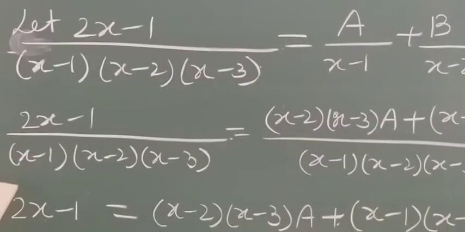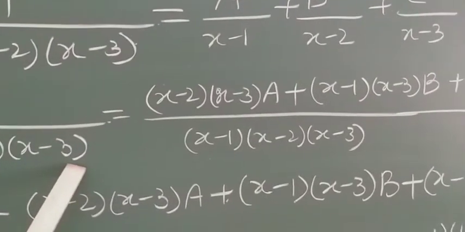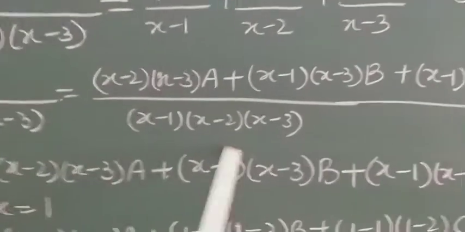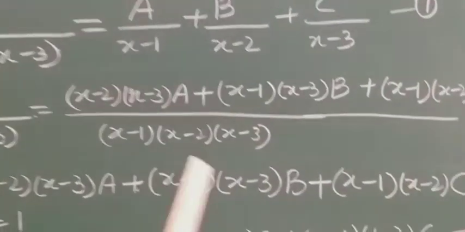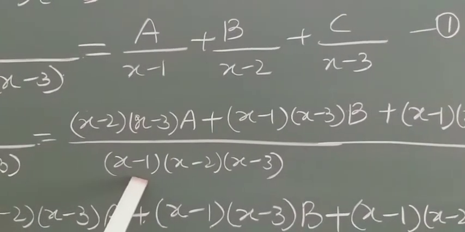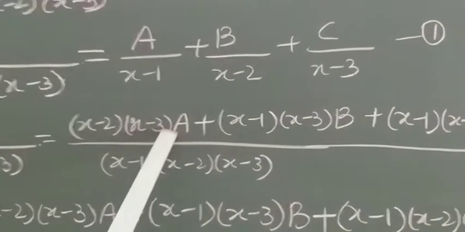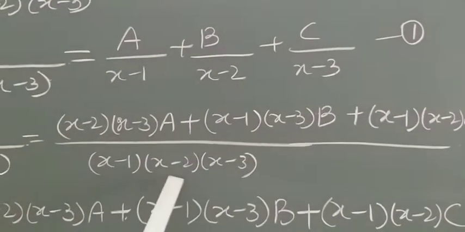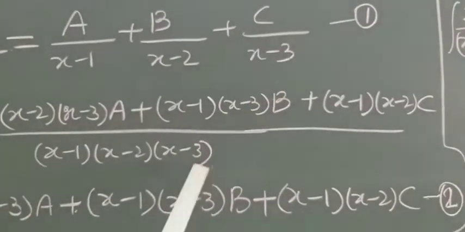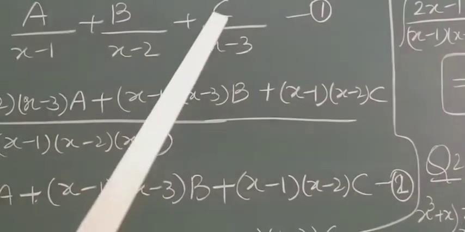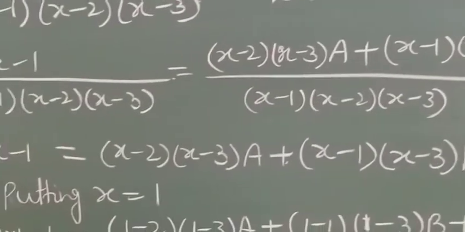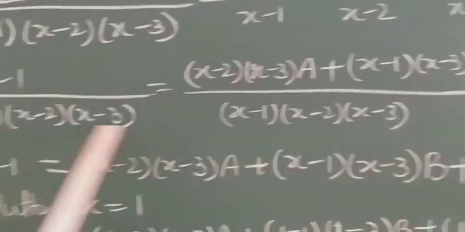So (2x - 1) upon (x - 1)(x - 2)(x - 3) equals, we can take the LCM here, (x - 1)(x - 2)(x - 3), correct? So (x - 1) cancelled, (x - 2)(x - 3) into A; (x - 2) cancelled, (x - 1)(x - 3) into B; (x - 3) cancelled, (x - 1)(x - 2) into C, correct? Now students, the denominators on both sides are the same, so they will be cancelled.